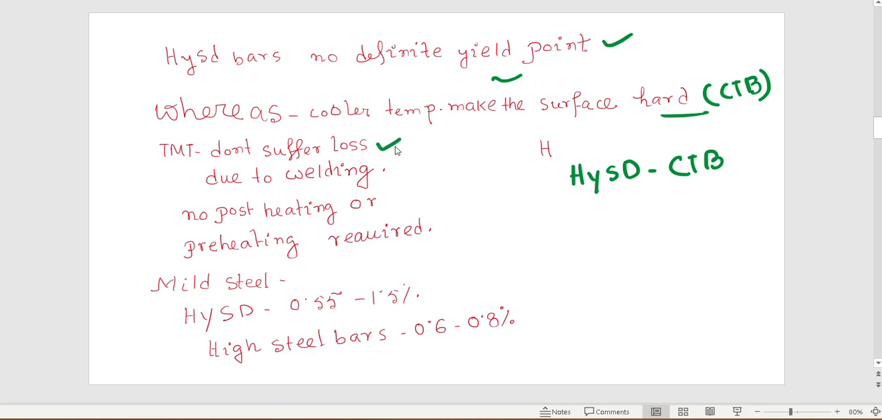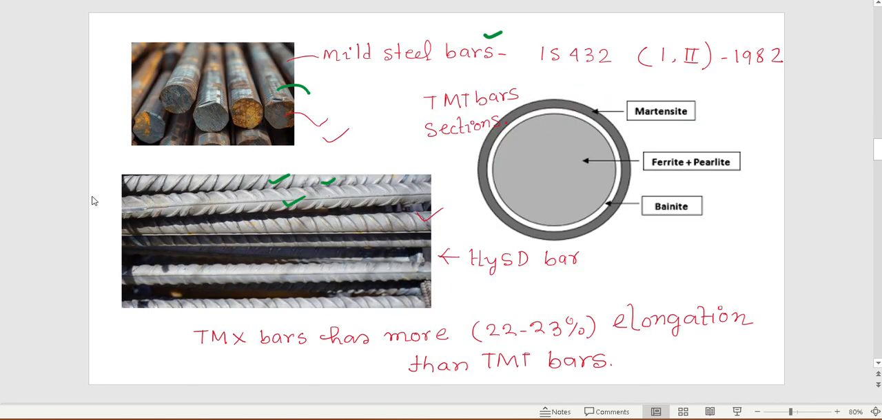TMT bar does not suffer loss due to welding. No post-heating or preheating is required in the case of TMT bars. And in mild steel, the carbon content is 0.15 to 0.25%, and in high steel bar 0.6 to 0.8%. The TMX bar, I have not discussed about the TMX bar. The TMX bar has more elongation than the TMT bars.